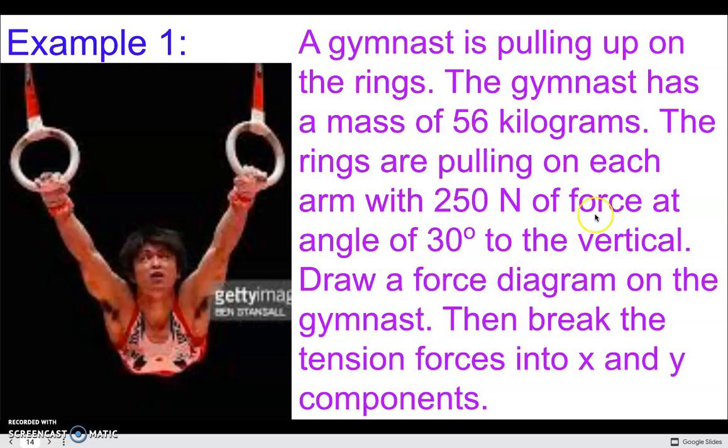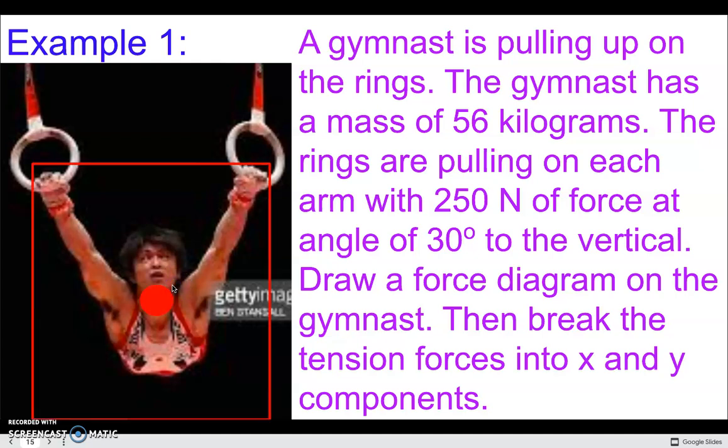So we're not going to use any of these numbers today, but we're going to use these examples in our next lesson, and we'll figure out exactly what that means and how we can use that to determine his components in the x and y direction. So you're going to draw a diagram on the gymnast, and then you're going to break the tension forces into x and y components.